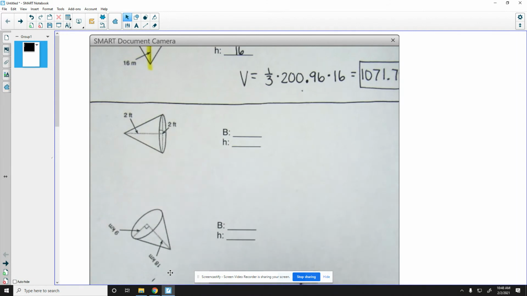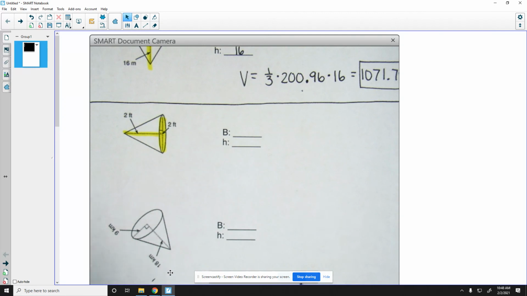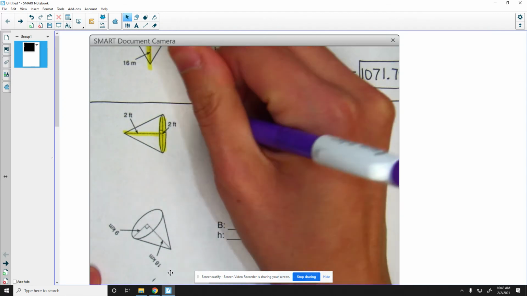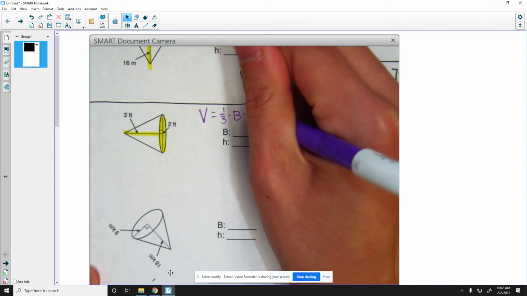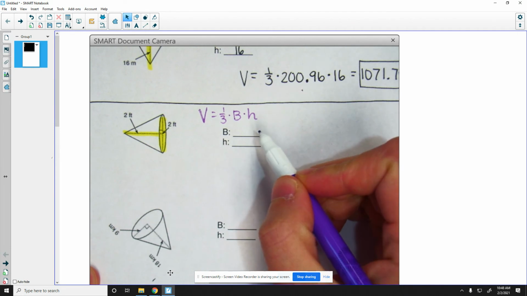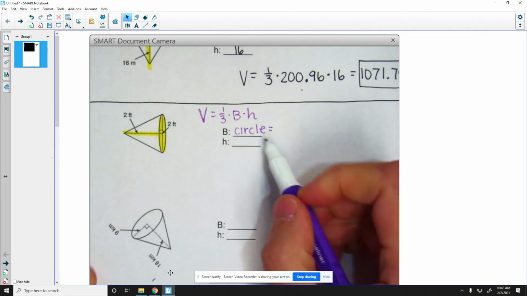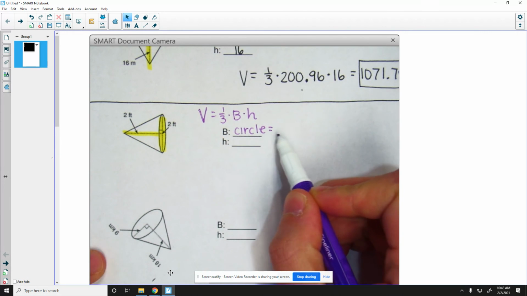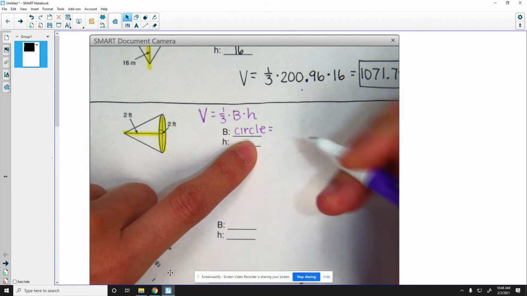So for this one, it looks like I have a base, which is a circle, and a height that goes all the way through. So volume equals 1/3 times capital B times lowercase h. All right, capital B. Jama, what is the shape of my base? So I'm using the circle formula. So Larson, what are the numbers I have to multiply for the circle formula?